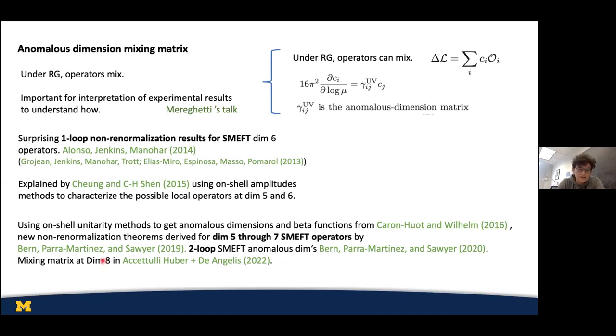Very recently, just here in the new year, these results were further extended to the mixing matrix at dimension 8 by the group at Queen Mary.